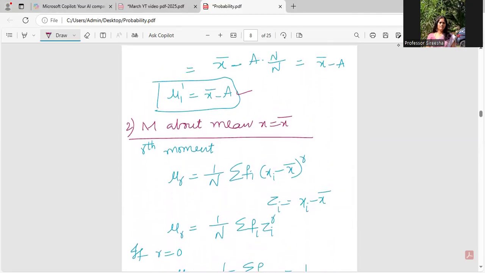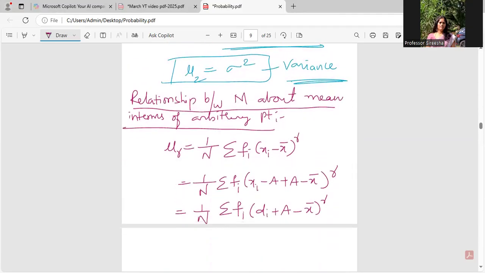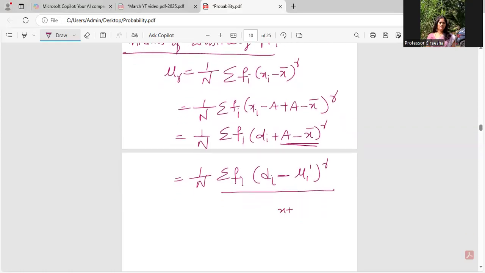So x bar minus a is mu 1 prime. I will insert the same thing here. What that is, it is a minus x bar, so it will come with a minus sign. That is 1 by n summation f i (d i minus mu 1 prime) whole power r. Now, since the power r is there, I can go with a binomial expansion, something like x plus y or x minus y.